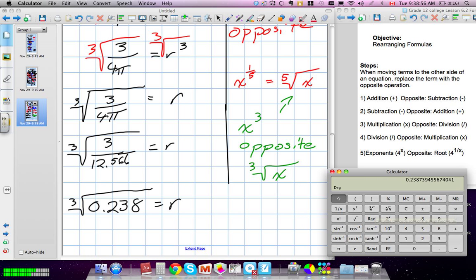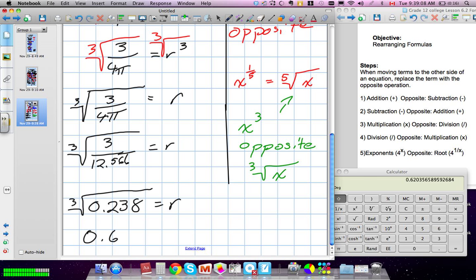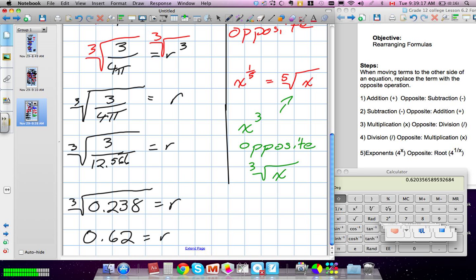So we hit the cubed root, which means we're looking for a number that you have to multiply by itself 3 times to get what's underneath our radical. So the cubed root of this is 0.62. So the radius of this sphere was 0.62 meters.